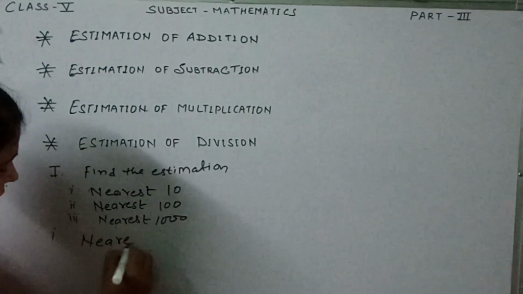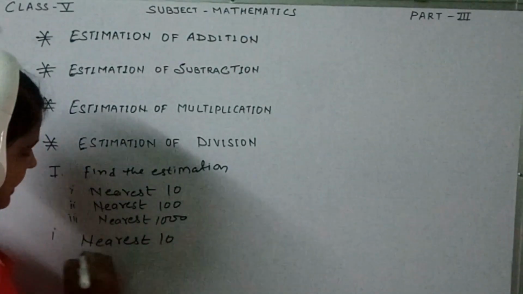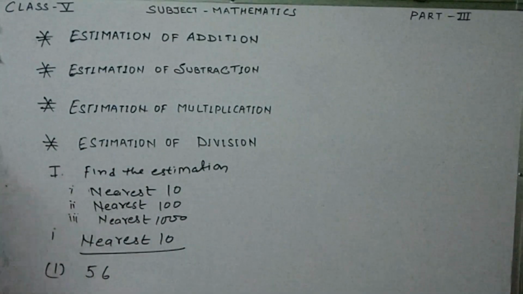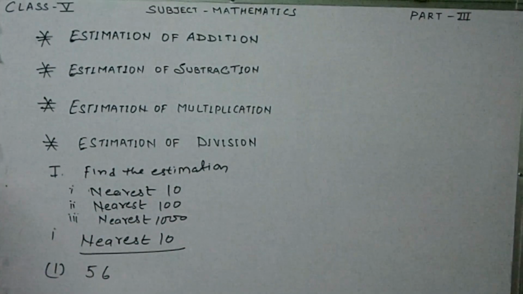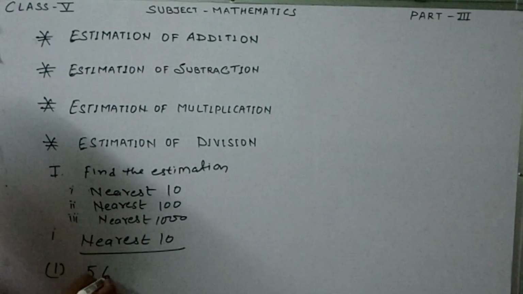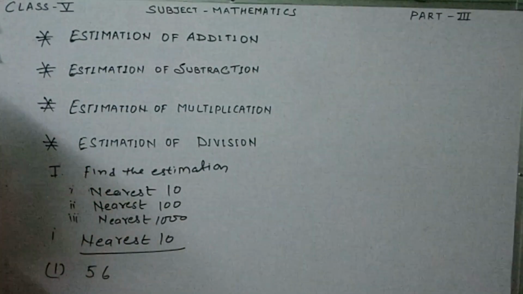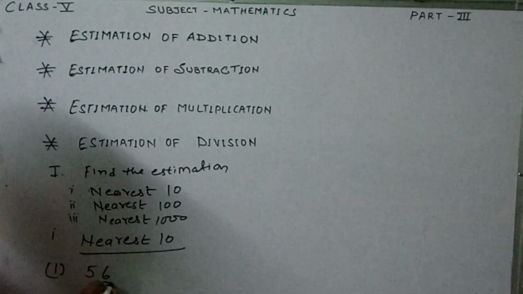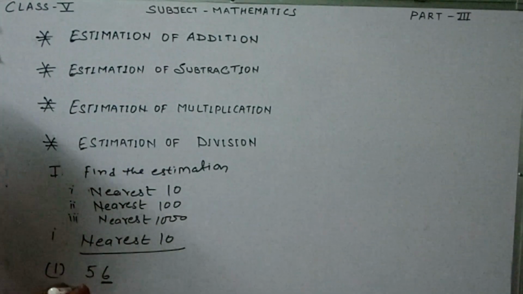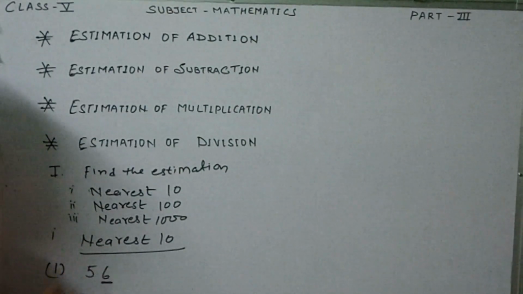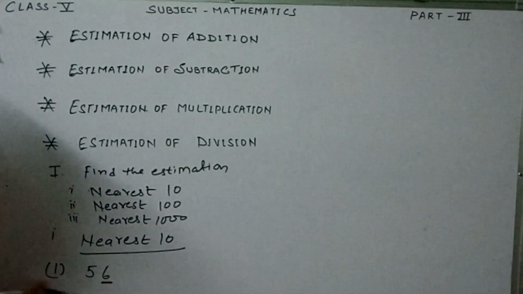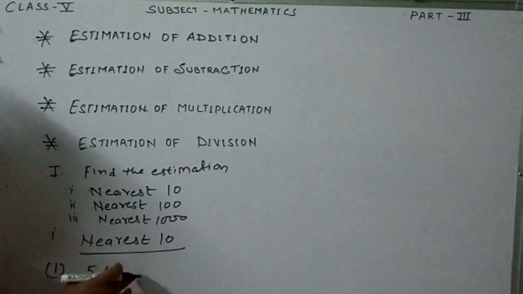First, nearest 10. Suppose the question is given: round the number to the nearest 10, and the number is 56. What do you have to do? Find the estimate of the number 56 nearest 10. In the case of 10, you have to see the value of the ones place and compare it with 5. What is the ones digit? Here the ones digit is 6. Is 6 greater than 5 or less than 5?